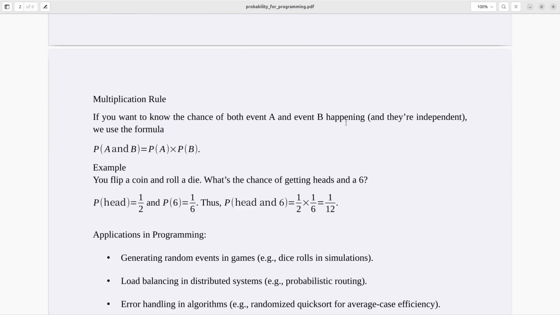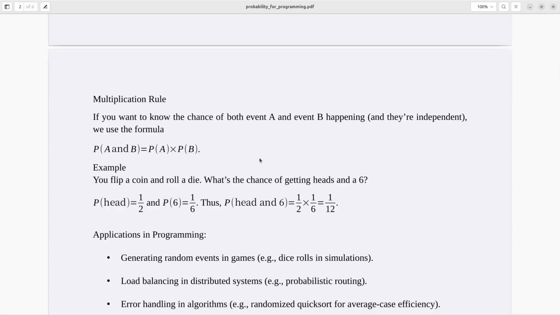Now let us talk about the multiplication rule. If you want to know the chance of both event A and event B happening and they are independent, we can use the formula. So if we are able to show that event A and event B are independent of each other, the probability of both things occurring together would be just the product of the individual probabilities, okay? P of A times P of B equals P of A and B, okay?